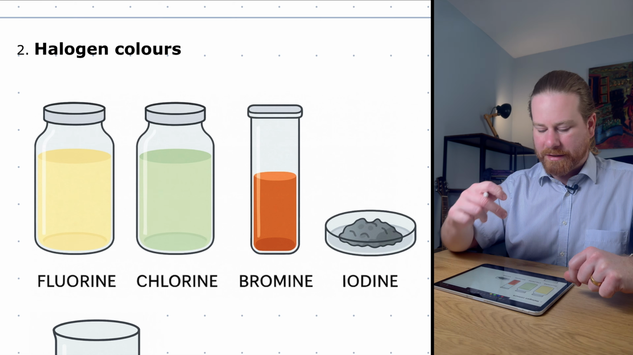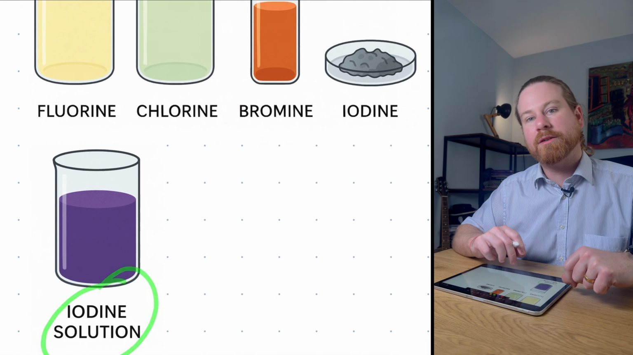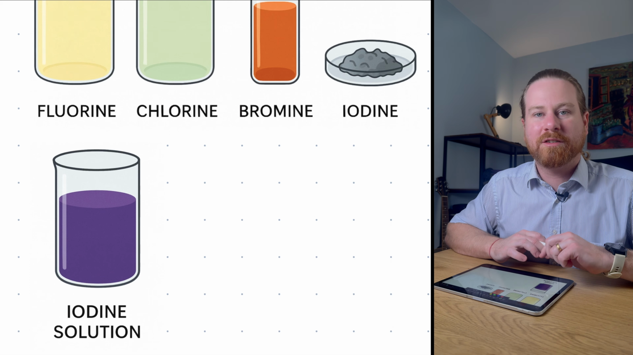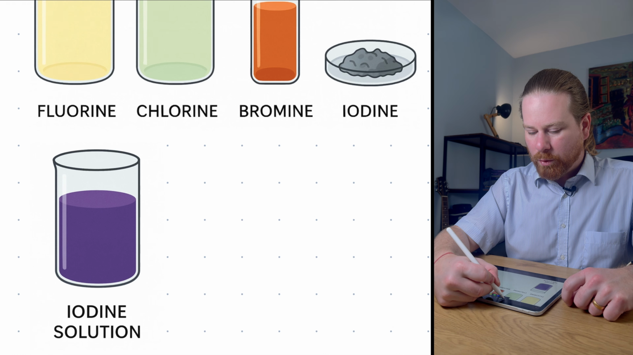But what we haven't taken into account, and this is also worth knowing, is that a lot of the time when you see iodine, you see it in solution form, and iodine has this lovely, very distinctive purple colour when it is in solution. Okay, so on to where does the colour come from?